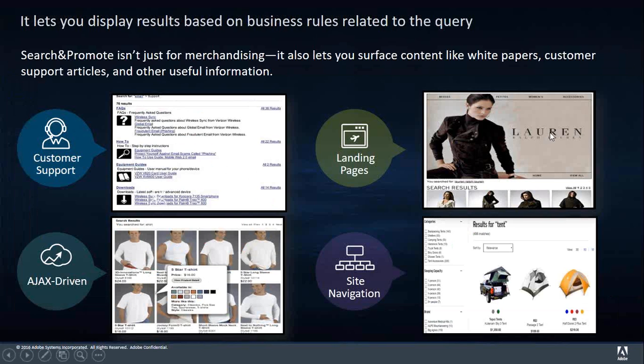Landing pages. Search and Promote, if you have content regarding a product, for example, you can generate the landing pages pulling data from the index. Again, the example of Verizon Wireless.